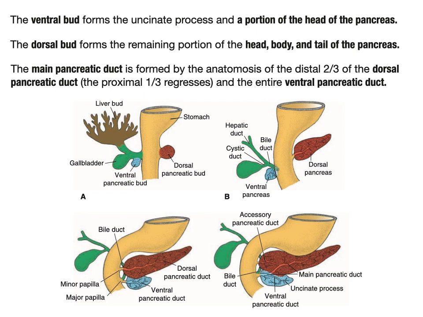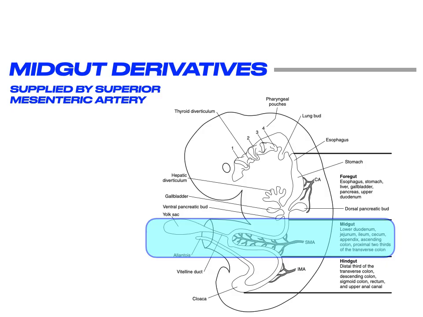Now, just a few individuals may maintain the two independent ducts when they are adults, and this is important in relation to pathology, basically, if they develop obstructions of these ducts. And that's it for the foregut. Now we go for the midgut.